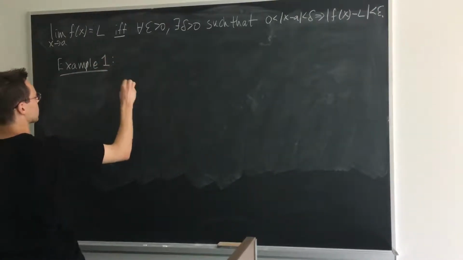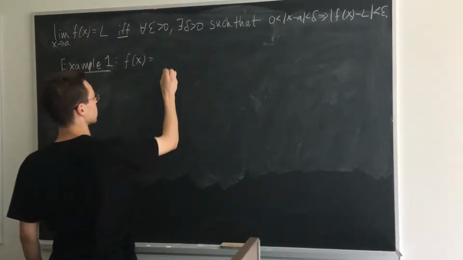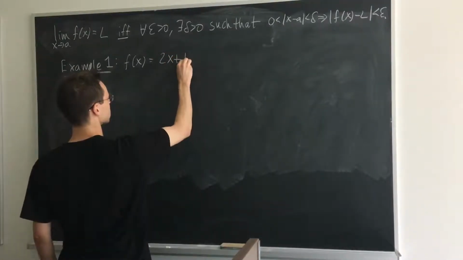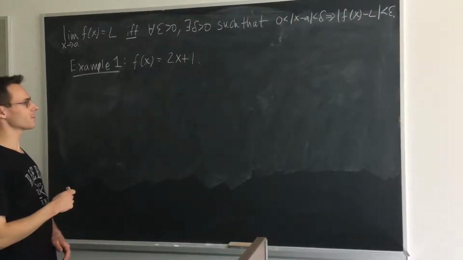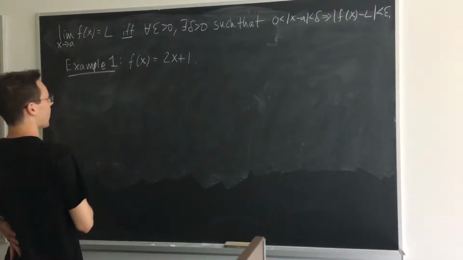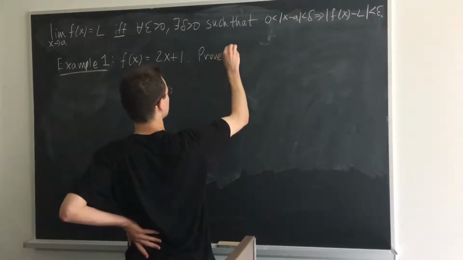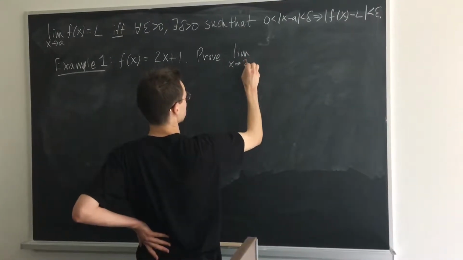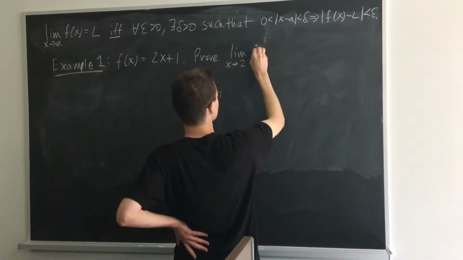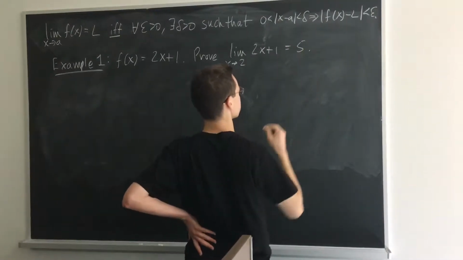Okay. So suppose that f of x is equal to, say, 2x plus 1. Okay? Nice line with a slope of 2 passing through 1. Okay, we all know what that looks like. And let's prove that the limit as x approaches 2, let's say, of this function, 2x plus 1, equals 5. Okay?